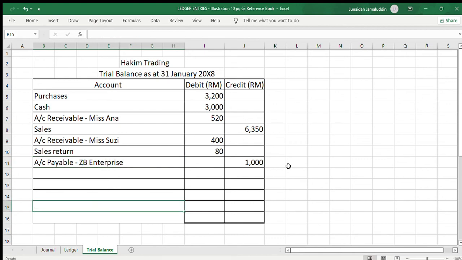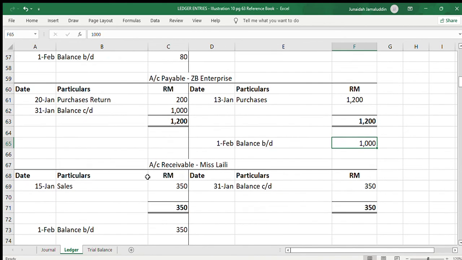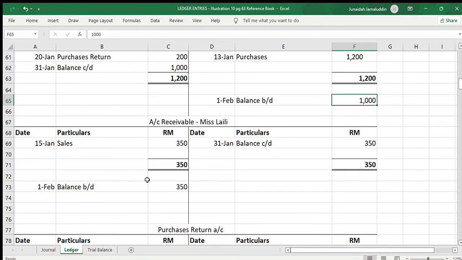Okay, so dia punya amount, dia punya baki dia kita letak di sebelah kredit. Okay, now we go to account receivable Miss Laili. Account receivable Miss Laili, balance BD dia di sebelah debit. So kita akan transfer 350 ni ke sebelah debit, trial balance.